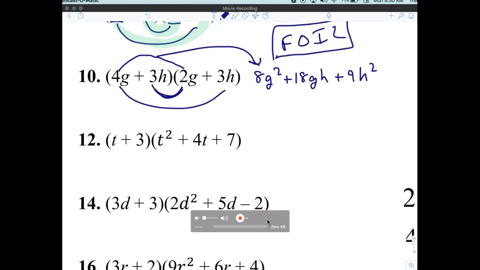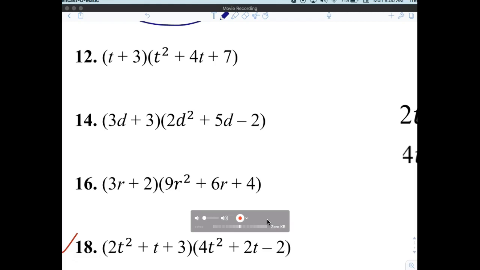Now, for number 12, to me there's no special little pattern here. If somebody asked me to multiply that together, I still, to this day, write it as t squared plus 4t plus 7 over t plus 3. I just think that's the absolute easiest way to do it, so I would never tell somebody to do it differently. I would stack that on top of each other.